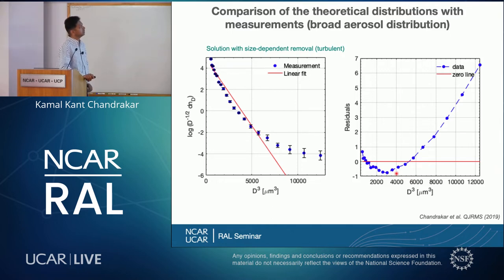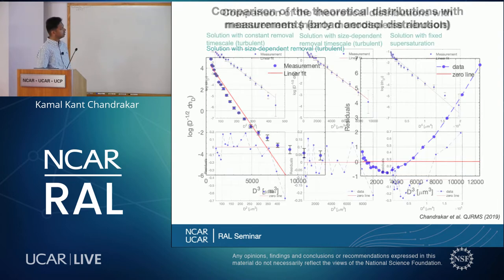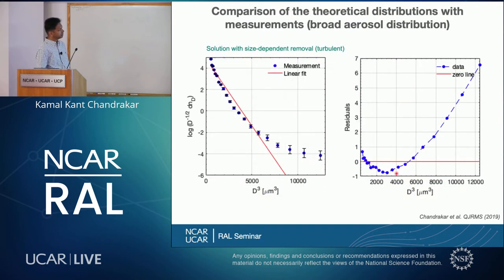When we did experiment with a broader aerosol spectrum, broader than what we used earlier, and then repeated this experiment with different aerosol injection rates, in that case, the measurement and theory deviate significantly, even for this optimal distribution. The measurements are broader than this theoretical solution.